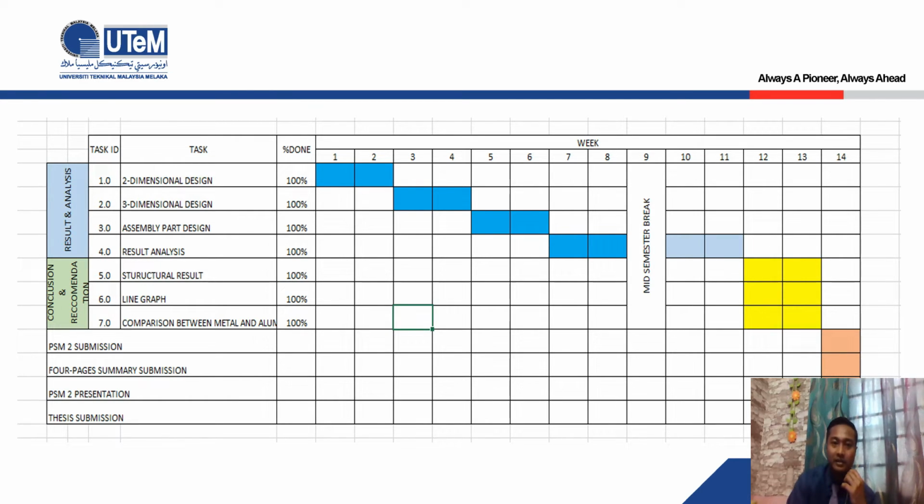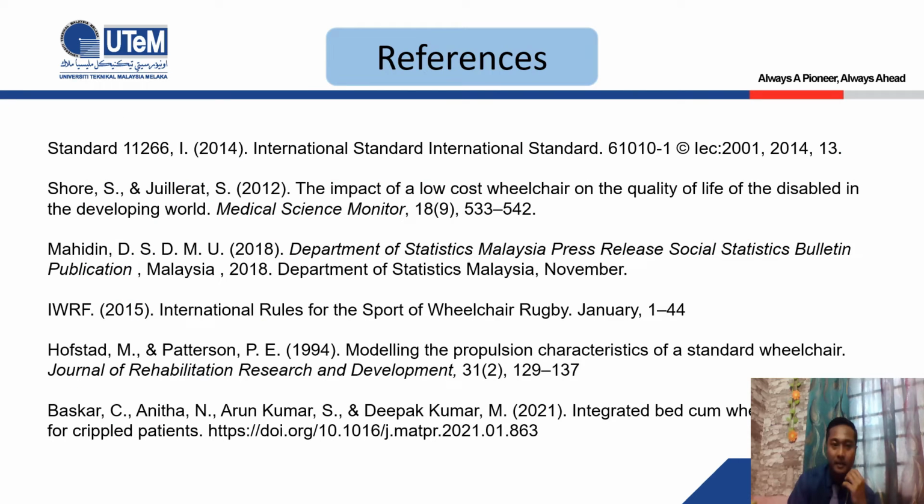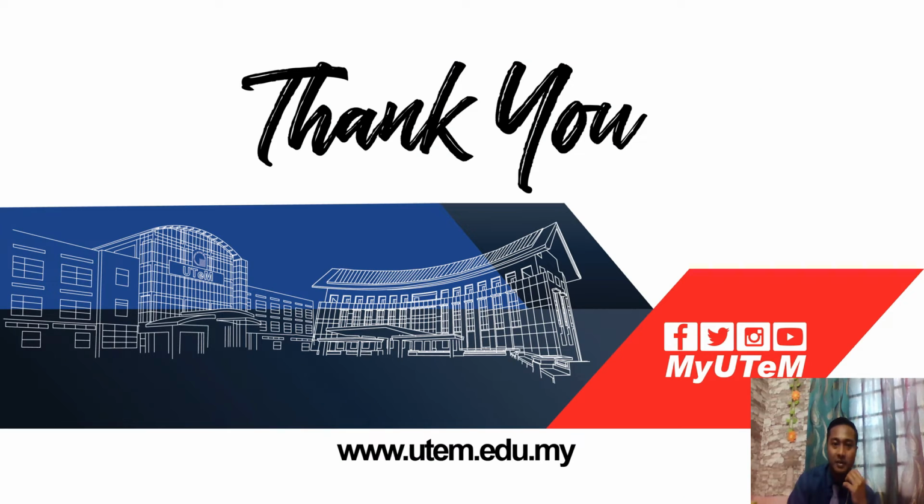This is my Gantt chart that distributes the tasks between week 1 until week 14. As you can see in the slide, I have distributed all the tasks evenly until week 14. So lastly, this is my reference. Before I end this video, may I take several minutes to show you the timeline of the analysis process, starting from the two-dimensional process until the analysis of the portable lift wheelchair.